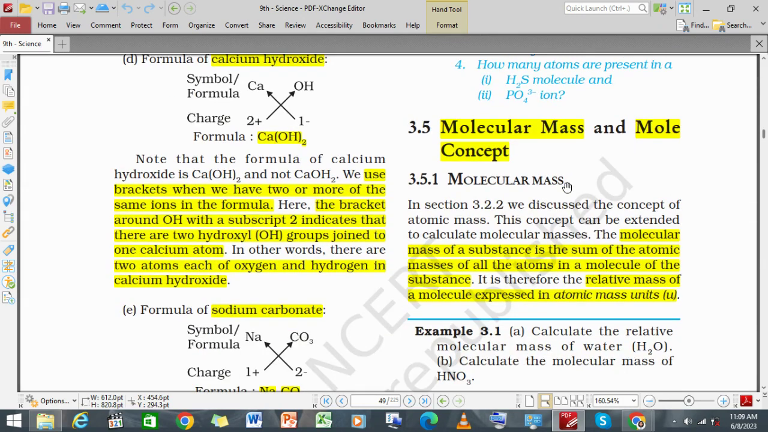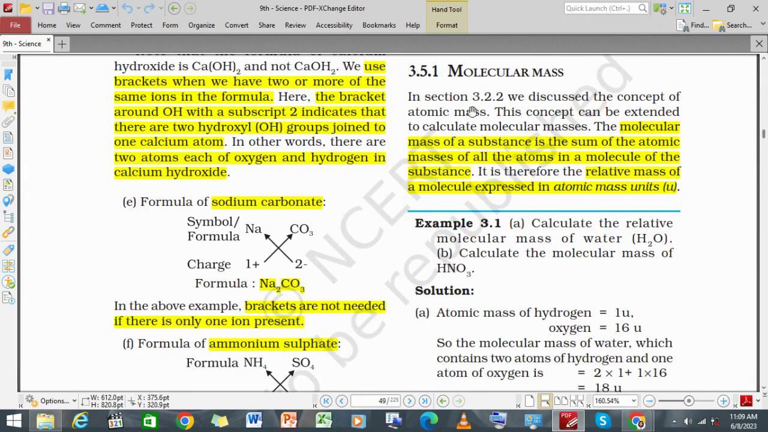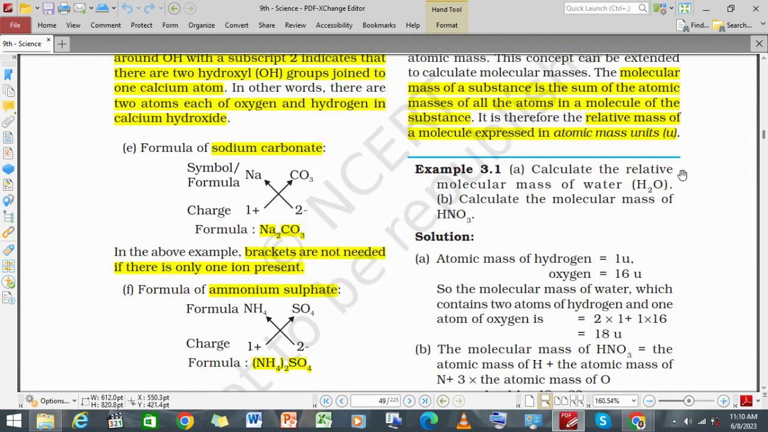Now let's move forward to molecular mass and the mole concept. The molecular mass of a substance is the sum of the atomic masses of the atoms in a molecule of the substance. That means if a molecule is given, it will have some atoms, and their atomic masses will be added to get the molecular mass. The complete molecular mass can only be obtained if we add the mass of the atoms present in that molecule. The relative mass of a molecule is expressed in atomic mass unit, that is u.